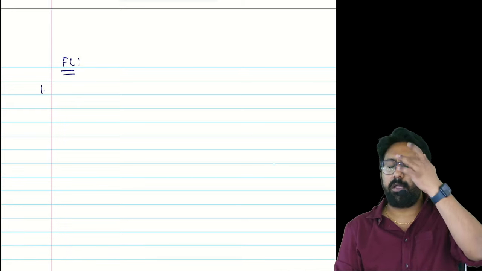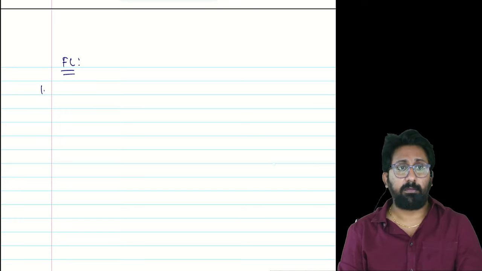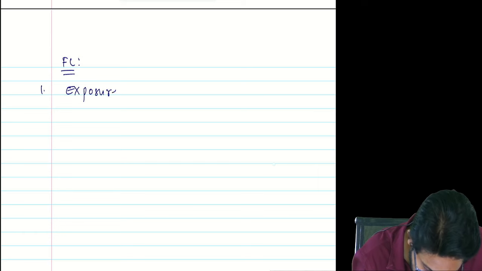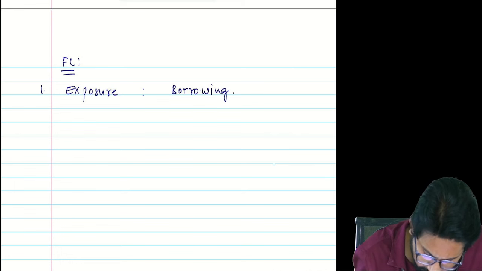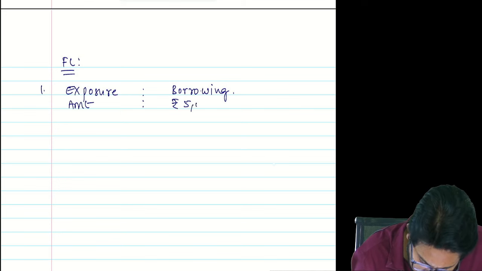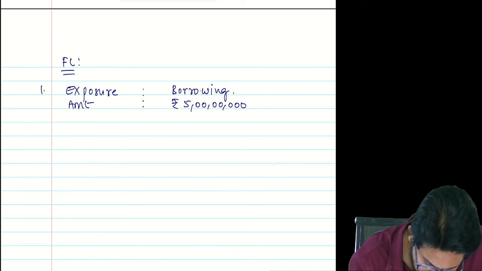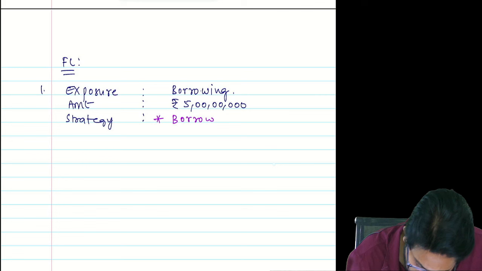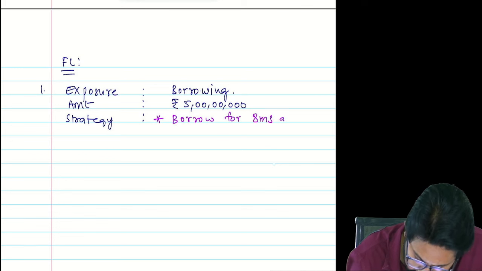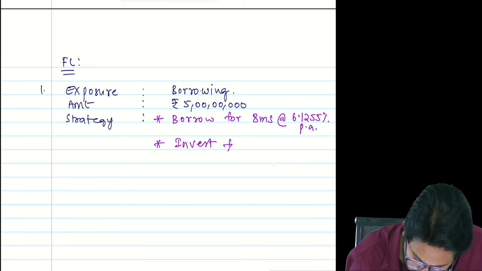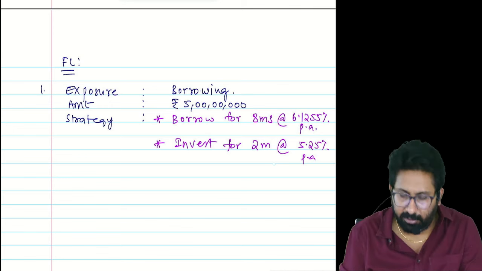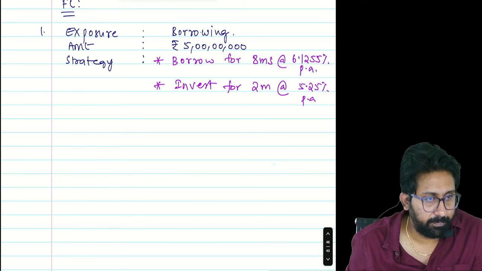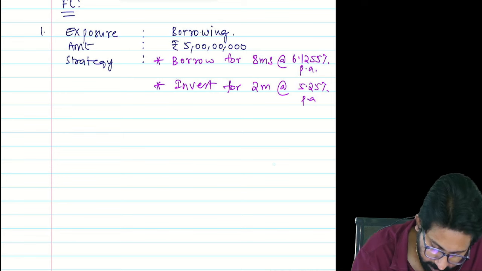Okay, first point. In this particular question, is our exposure borrowing or depositing? Write down first: exposure, borrowing, amount rupees 5 crore. Strategy: tell the two-step strategy. Borrow for 8 months at the rate of 6.1255% per annum. Invest for 2 months at the rate of 5.25% per annum. If they don't give it, take it in per annum terms and do it. Okay? This is a query. 5.25% per annum. Next.